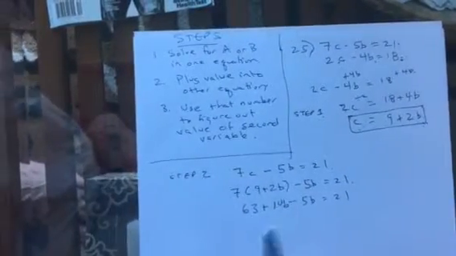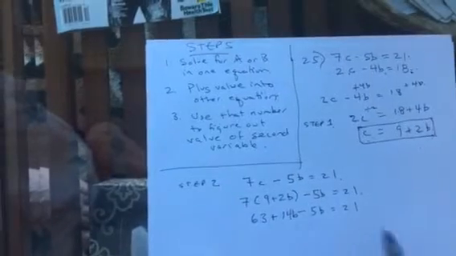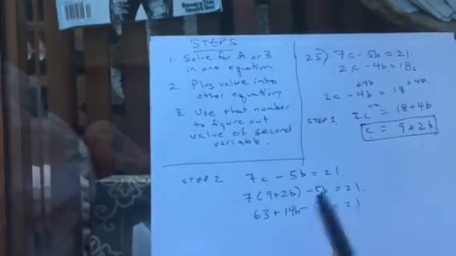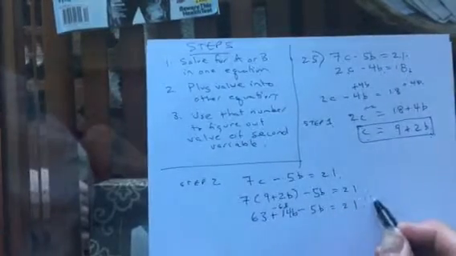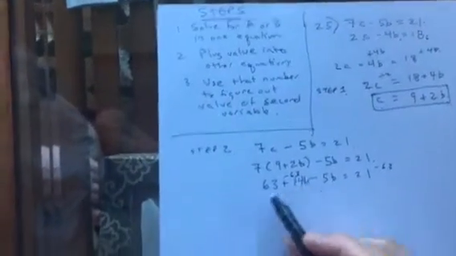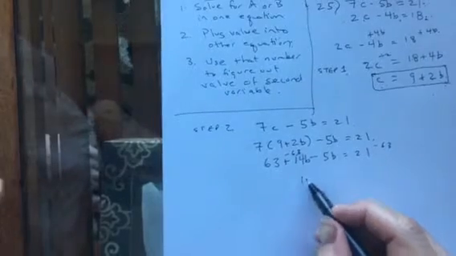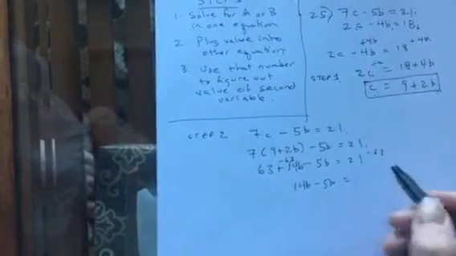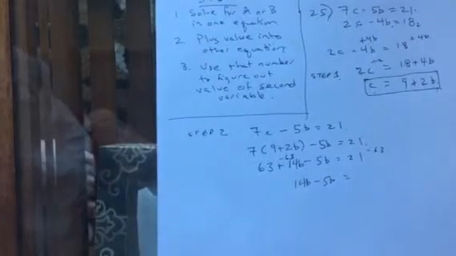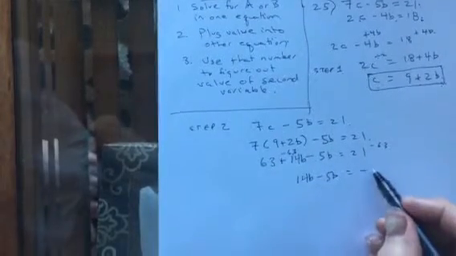Okay, now what I want to do is get all the B's on one side and all the numbers on the other side. So I'm going to subtract 63 from both sides. 63 minus 63 is 0, so I end up with 14B minus 5B, and 21 minus 63 is minus 42.